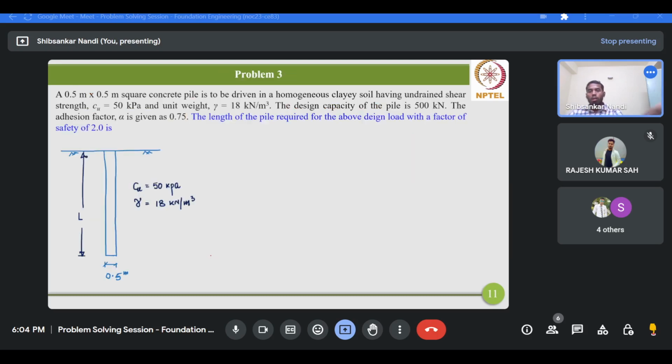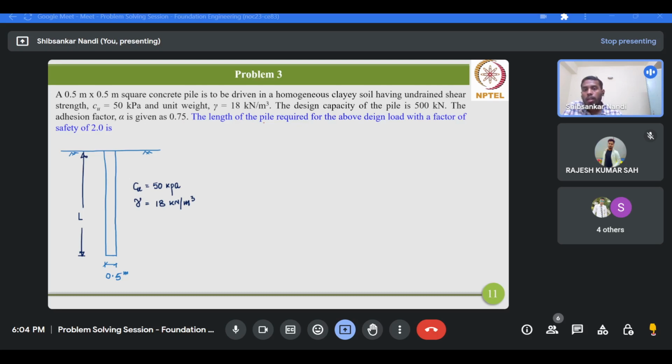Okay. So now we'll take this third problem. A 0.5 meter by 0.5 meter square concrete pile is to be driven in a homogeneous clay soil having undrained shear strength 50 kPa, unit weight 18 kilonewton per meter cube. The design capacity of the pile is 500 kilonewton. The adhesion factor alpha is given as 0.75. Now what we have to determine?